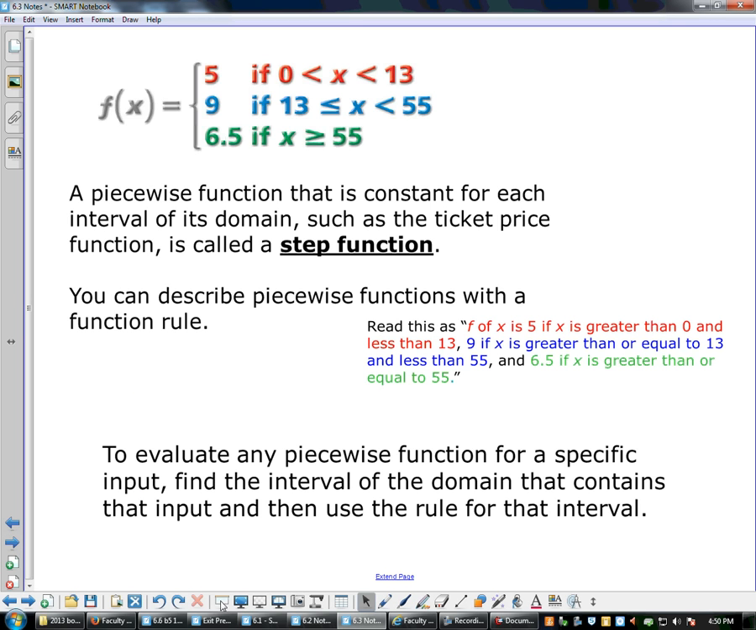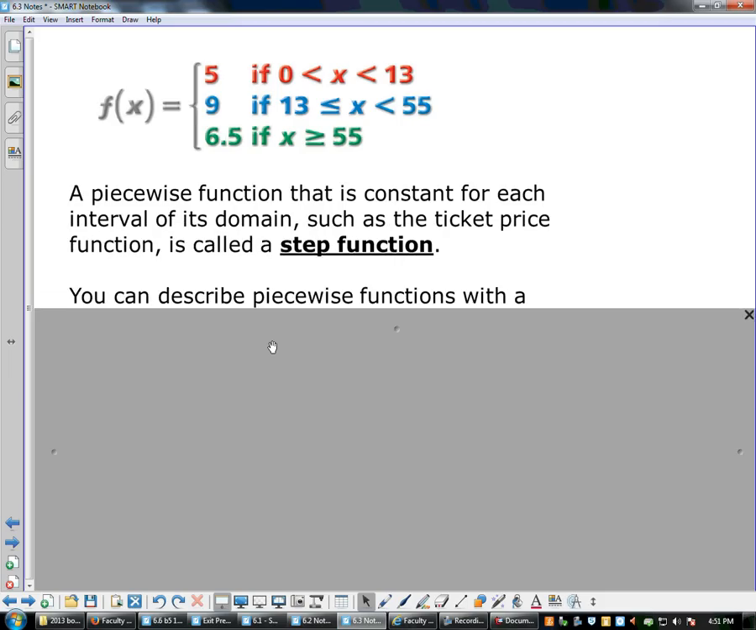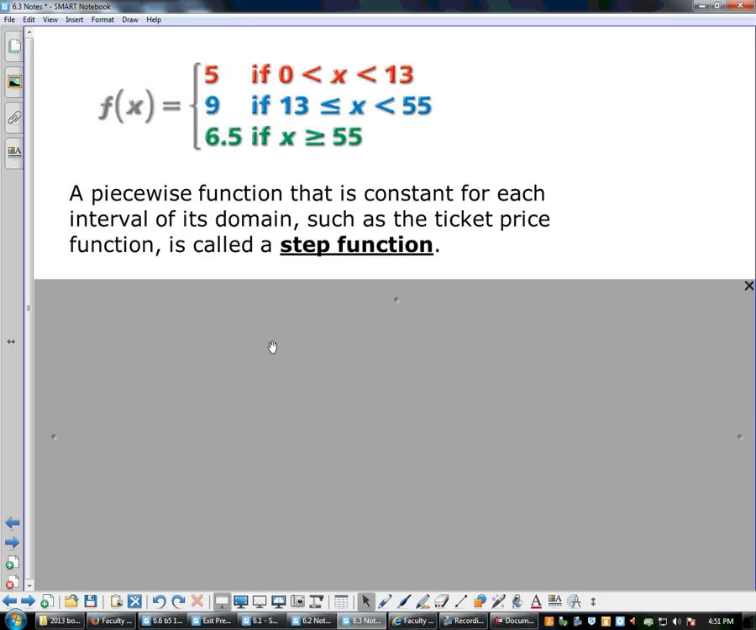Now, when we take a look at piecewise functions, sometimes we'll notice that it's a constant value. So in this example, we have that our function is 5 if x is between 0 and 13, or our function is 9 if 13 is less than or equal to x, which is less than 55, and 6.5 if x is greater than 55. So each of those are a constant. So a piecewise function that is constant for each interval of its domain, such as the ticket price function, we call that a step function because it almost looks like stair steps. It's going up, a step at a time.